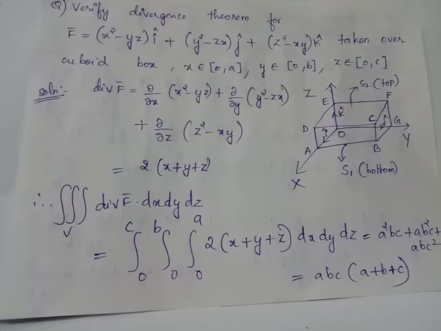Verify divergence theorem for the vector field f bar equals (x² − yz)i + (y² − zx)j + (z² − xy)k taken over the cuboid box where x varies from 0 to a, y varies from 0 to b and z varies from 0 to c.